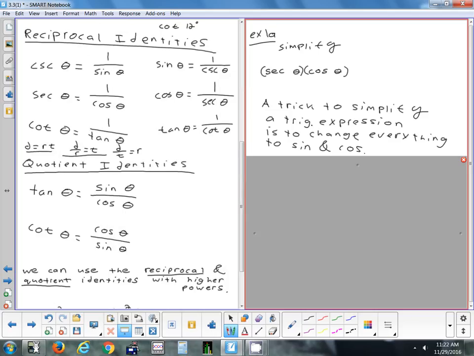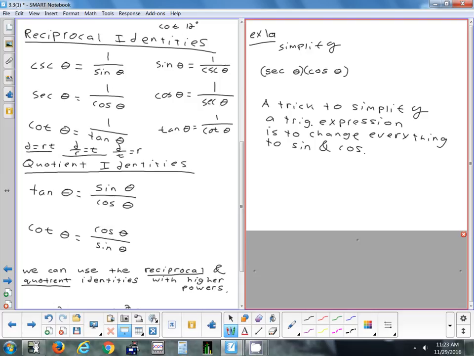You can write tangent as sine over cosine. You can write cotangent as cosine over sine. You can write secant as 1 over cosine. And you can write cosecant as 1 over sine. Okay, so everything in trig can be done with just sine and cosine. And usually what will happen when you write everything as sines and cosines is something cancels out. Okay? So we'll try that and see what happens.